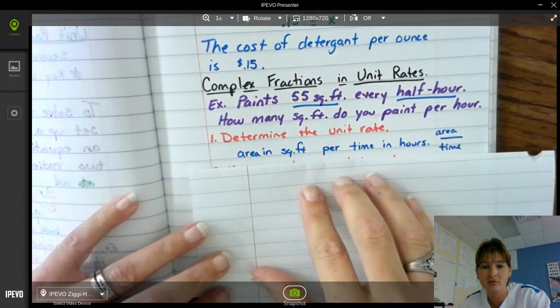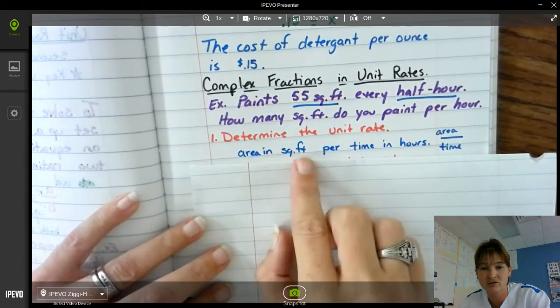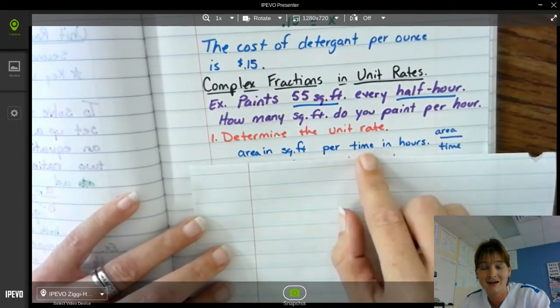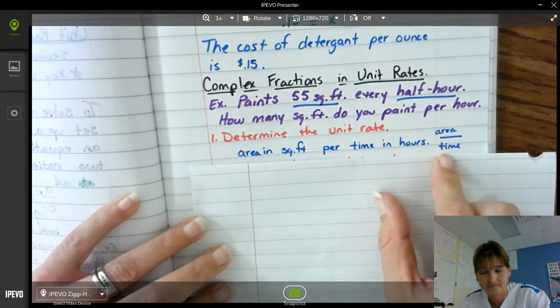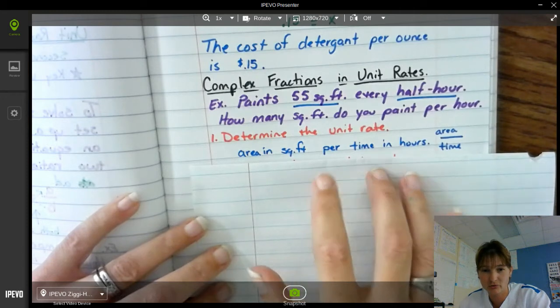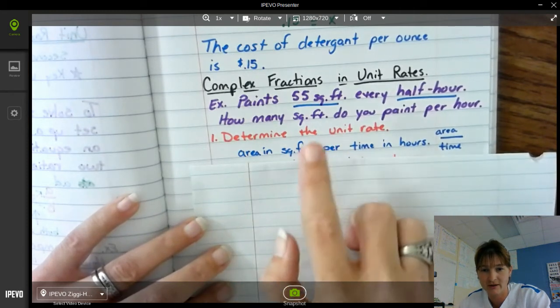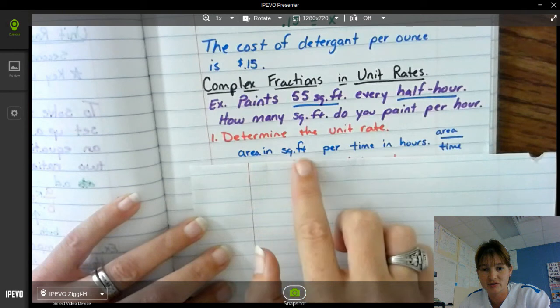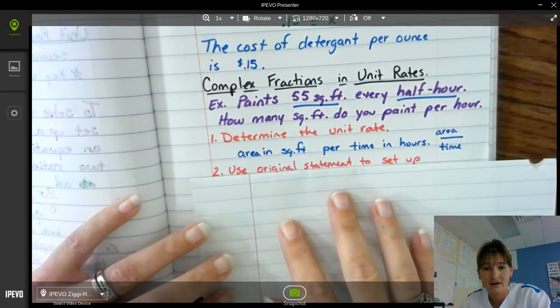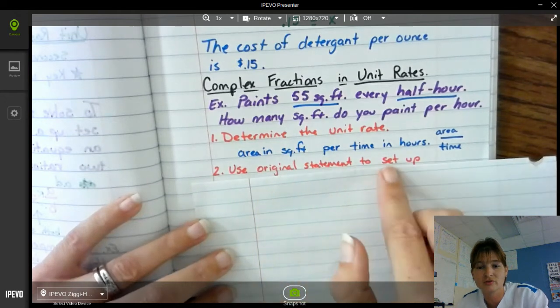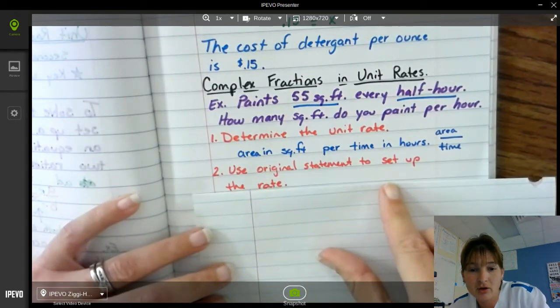And determining the unit rate, we're going to say that the area in square feet per time in hours. So we have area over time. Okay, so that's the first rule of thumb, is to determine the unit rate. In this example, it's the square feet or the area over the time. Okay, the second thing is you're going to use your original statement to set up your rate.